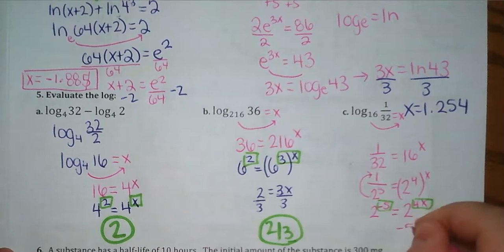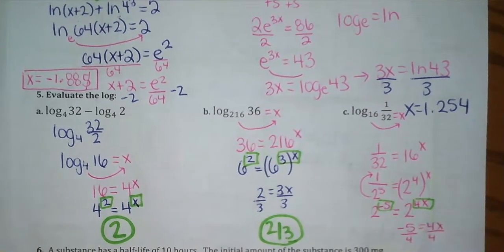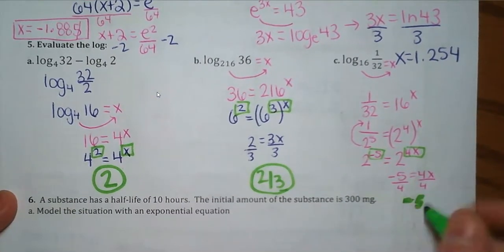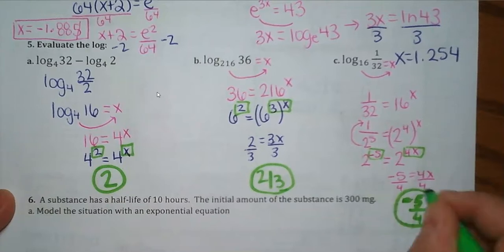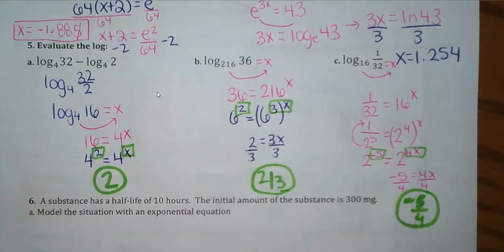So negative 5 equals 4x. I would divide by 4 to get x alone. And I'm going to scooch this up just a little bit. So negative 5 over 4 would be my answer for that last one. This group you have to be able to do without a calculator and show all those steps.